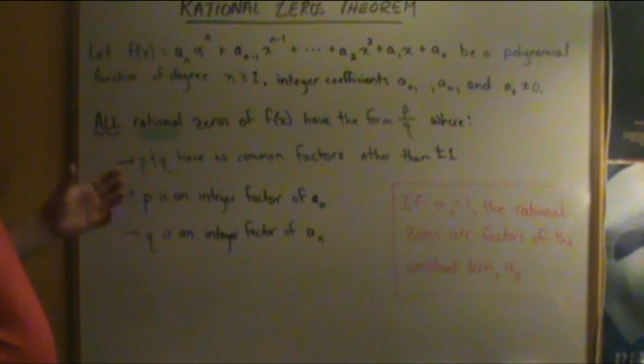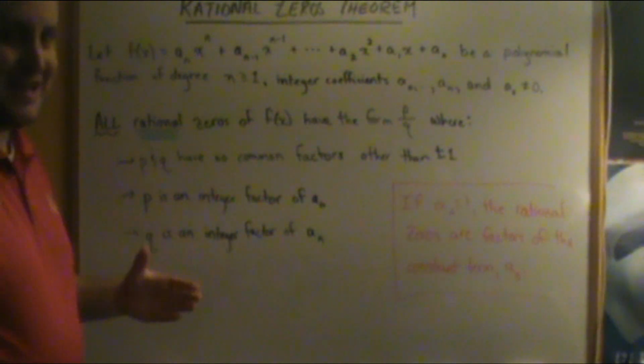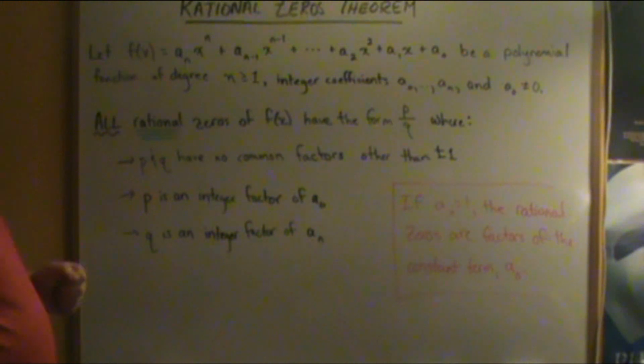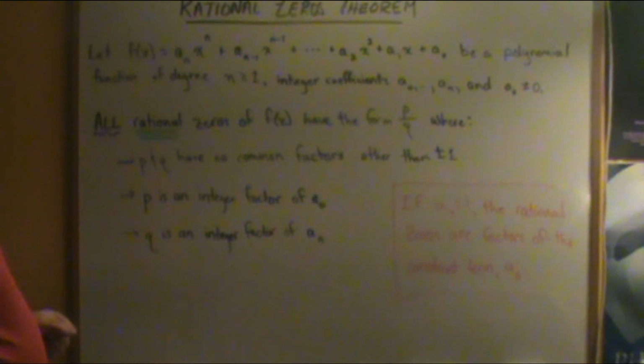Could a polynomial function have irrational roots or zeros? Yes, but this theorem will not give us the irrational zeros. It's going to give us only the rational zeros. So the theorem goes a little something like this.